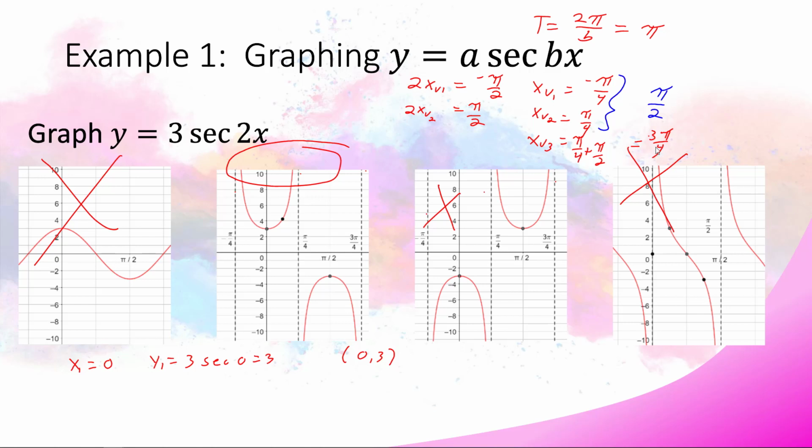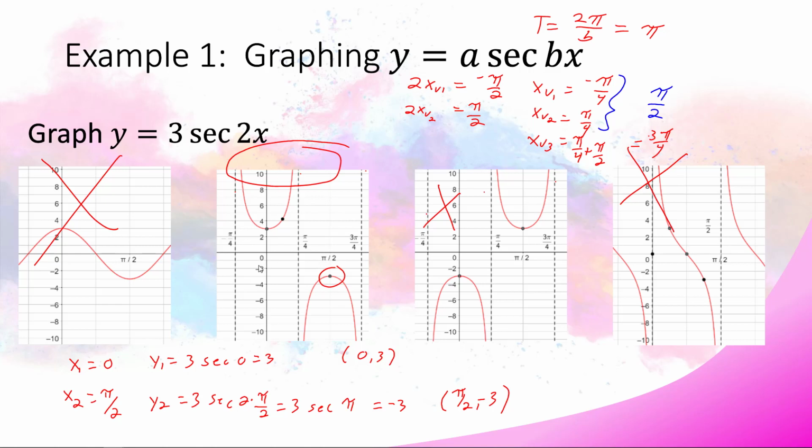Now x2 is going to be between pi over 4 and 3 pi over 4. And the midpoint between those 2 points is going to be pi over 2. So x2 is equal to pi over 2. Therefore y2 is going to be equal to 3 times the secant of 2 times pi over 2, which will be 3 secant pi. Secant of pi is negative 1. This is going to be equal to negative 3. So our second point is pi over 2, negative 3, which of course is this point right here, which reinforces that this is the correct graph.